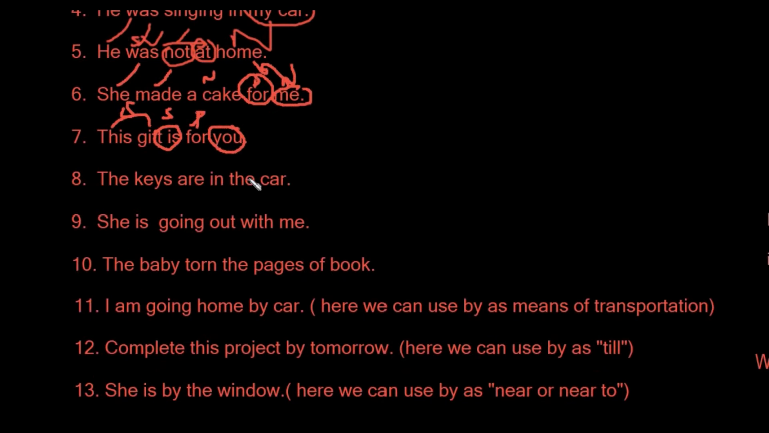Okay, the keys are in the car. The keys is the subject, are is the stative verb, in is a preposition. The car is a noun phrase. So in this sentence we have a stative verb, which is are, and we have a preposition, which is in.